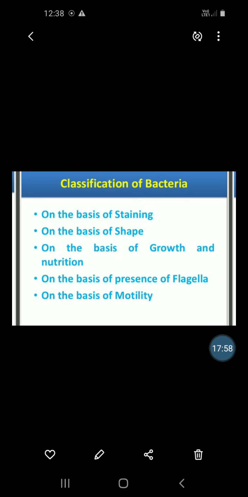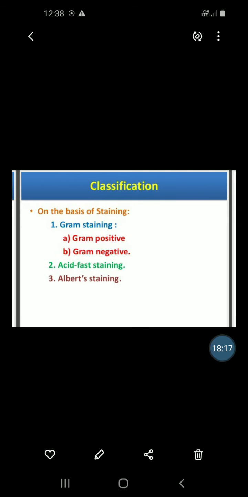Next, we will see the classification of bacteria on the basis of staining, on the basis of shape, on the basis of growth and nutrition, then on the basis of flagella, presence or absence of flagella, and on the basis of motility. Next, classification on the basis of staining. First, gram staining, in that first gram positive bacteria and gram negative bacteria. Then acid fast staining, and third Albert staining.